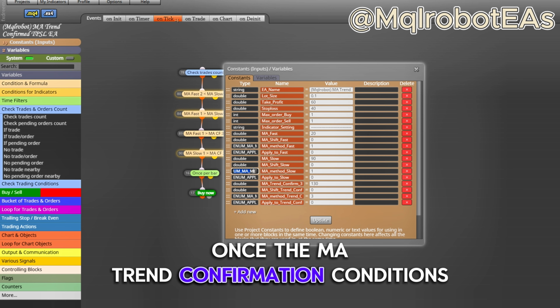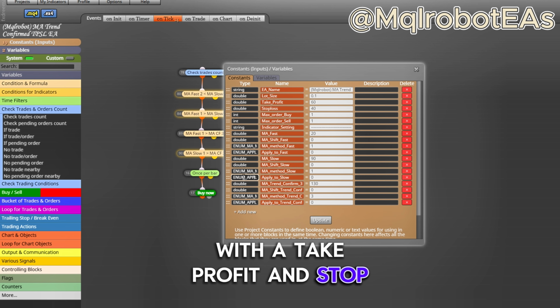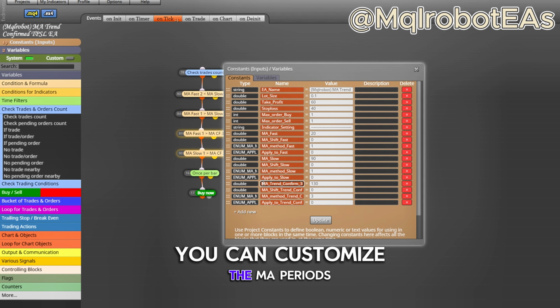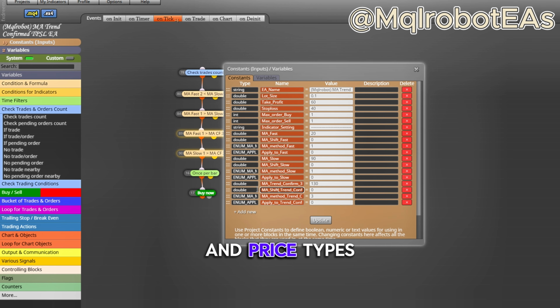Once the MA trend confirmation conditions are met, the EA opens a trade with a take profit and stop loss applied dynamically based on your inputs. You can customize the MA periods, shift values, methods, and price types, all within the EA's input settings.